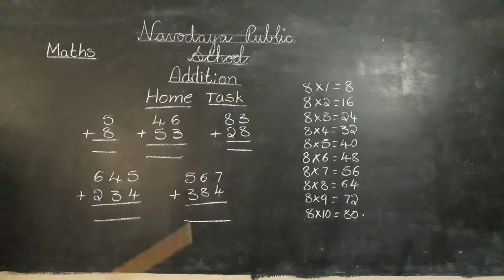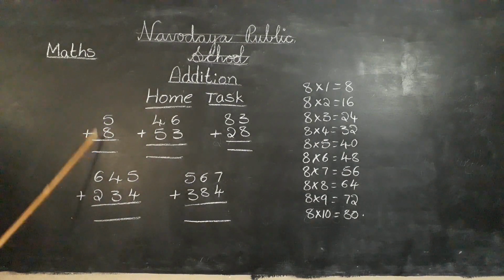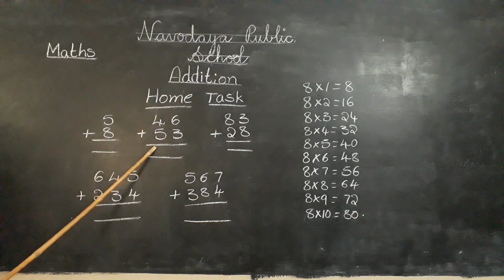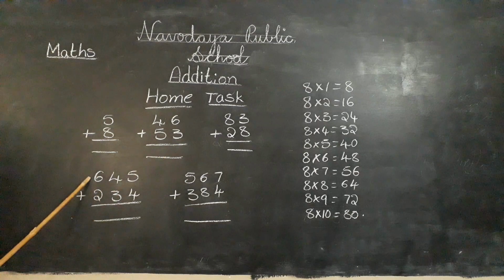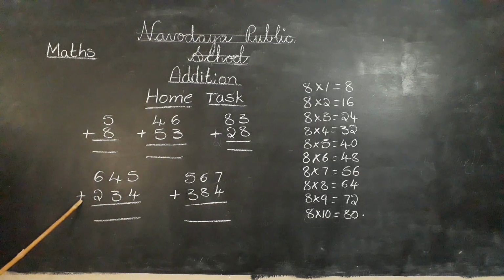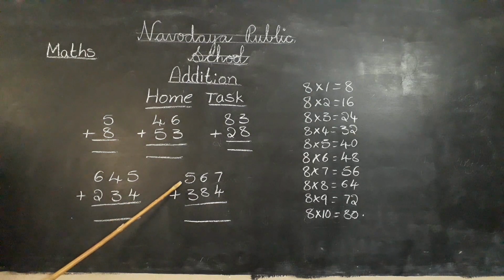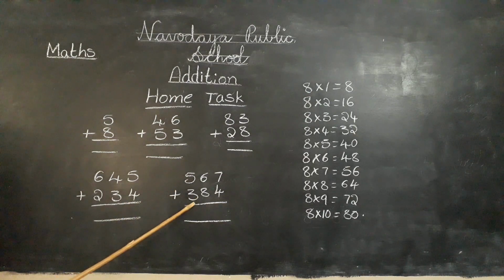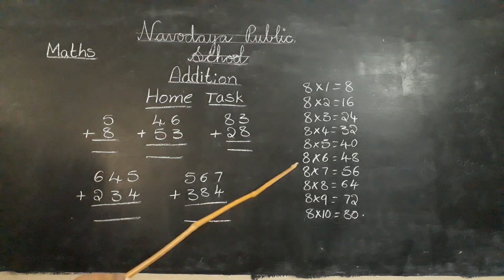Now, home task for you, children. First one: 5 plus 8. 46 plus 53. 83 plus 28. 645 plus 234. 567 plus 384. And also learn the 8 table, children.